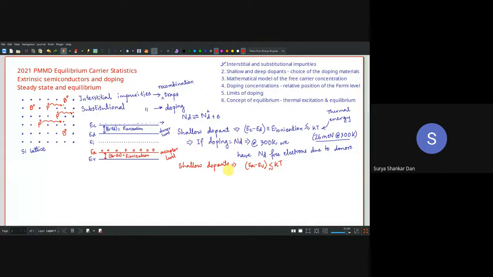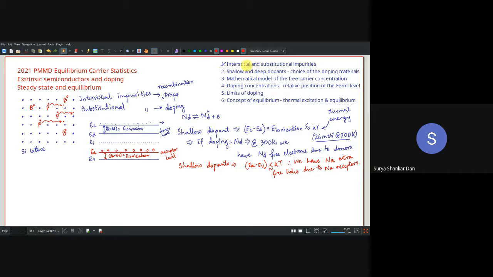If the doping is Na, therefore we have Na extra holes, free holes, due to Na acceptor atoms. Just simply let me write acceptors. समझ में आ रहा है सबको? हाँ, clear? So that means, what is the concept of shallow and deep dopants?